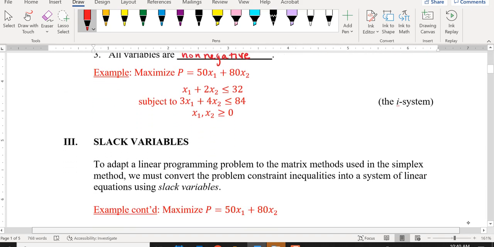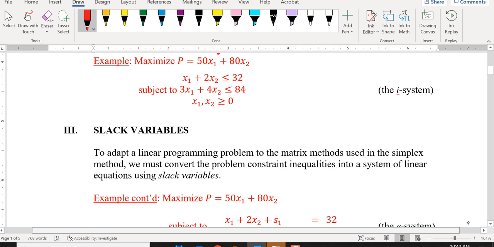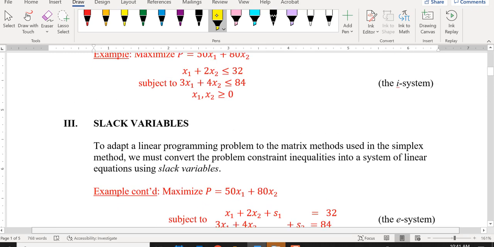All right, the example. This is in standard form. It says to maximize the objective function. It has less than or equal to's in the constraints. It has positive numbers on the right of the inequalities, and all of the variables are non-negative. Got it? All right, we're going to introduce what are called slack variables.